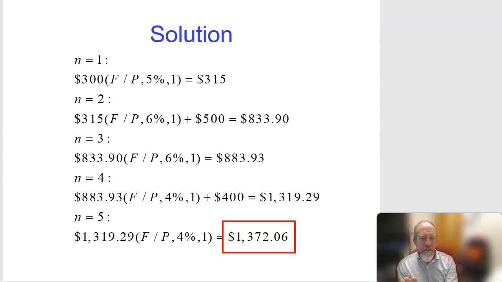I'll leave those calculations up there just so you can work through them, but it should make sense. Okay? So you can deal with multiple interest rates and multiple amounts at the different interest rates over time.